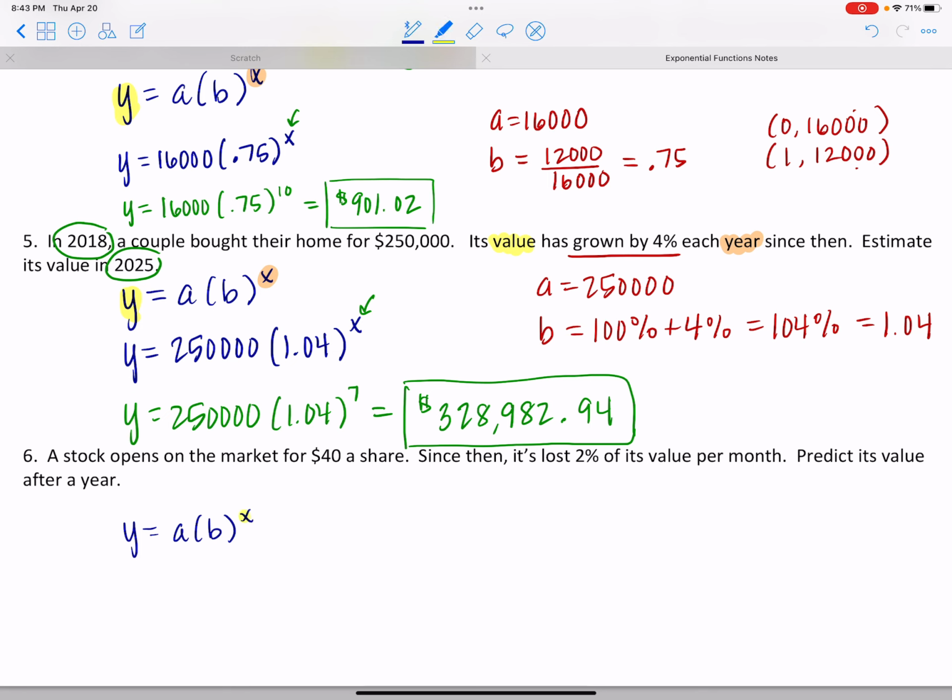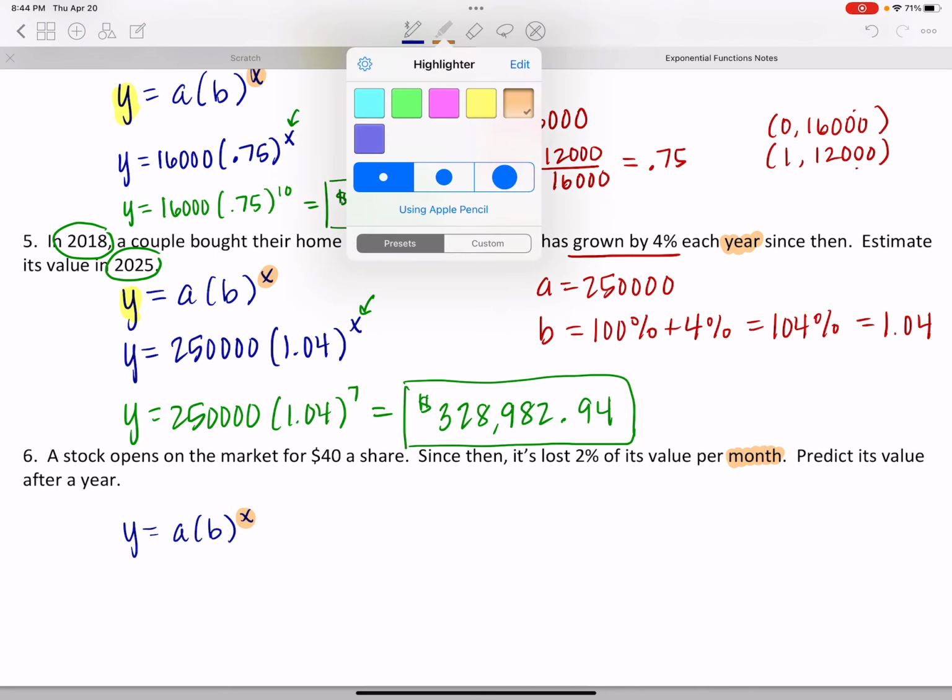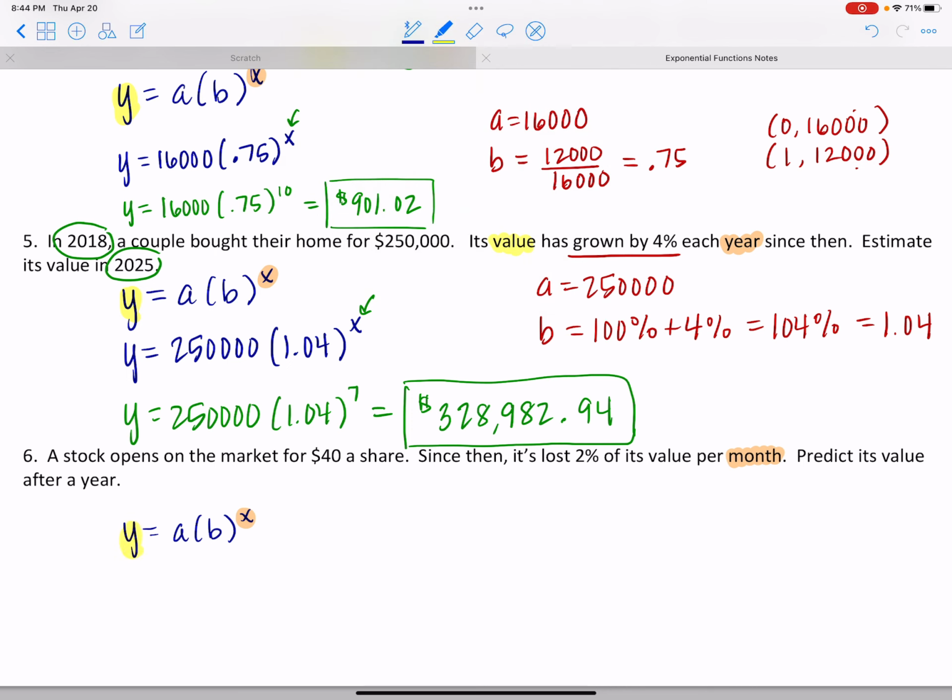X, again, let's be consistent with colors. X is going to be the time in months, because that's the rate at which we're losing value. It's per month. And then y is going to be the value. I need to know the starting value, the a, which it gives me. This stock opens up at 40 bucks a share. And then b. This time it's losing 2% of its value every year.